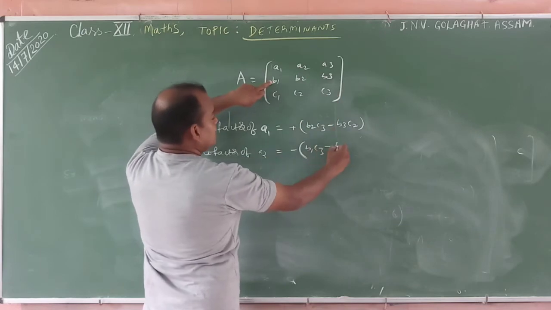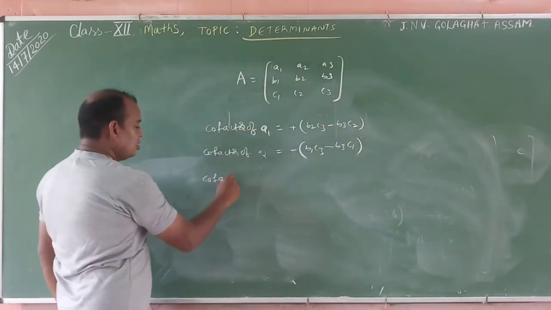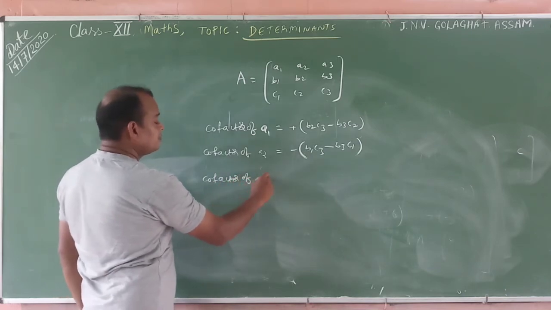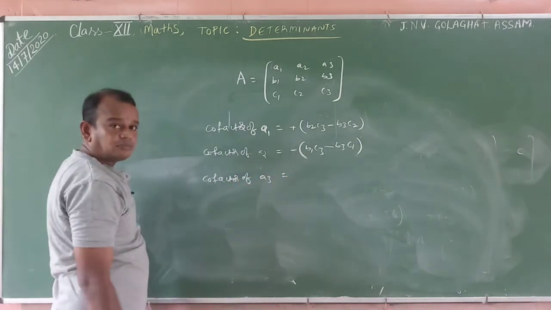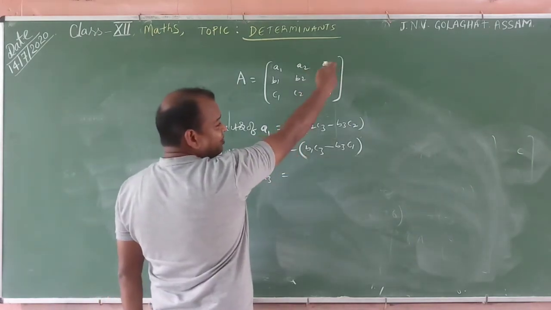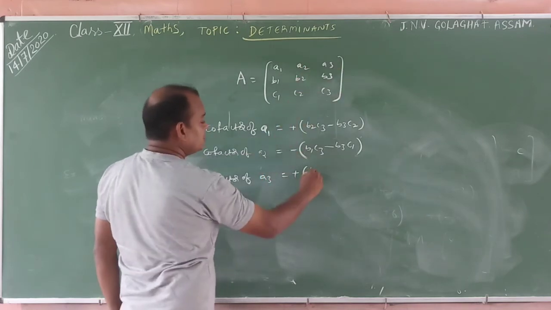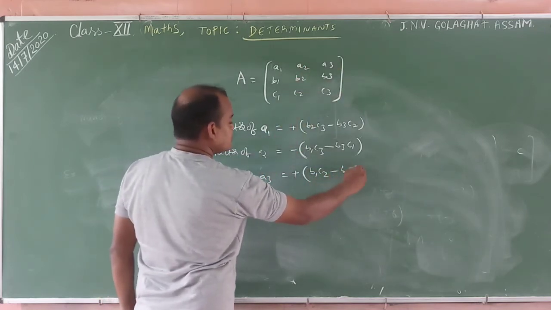B1C3 minus B3C1. Next, cofactor of A3. Cofactor of A3 means first row, third column, so the sign is positive. Now deleting this row and column, B1C2 minus B2C1.